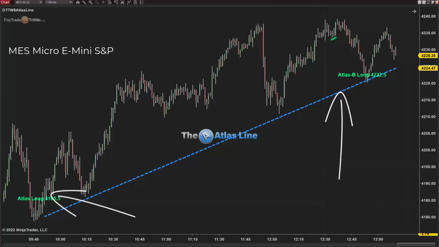Now, some of you have the Trade Scalper software. You combine the two and you're only looking for long signals. That's great, but the Atlas line is standalone, as well as if you want to combine it with your own methodologies. Now, this is the micro E-mini S&P.